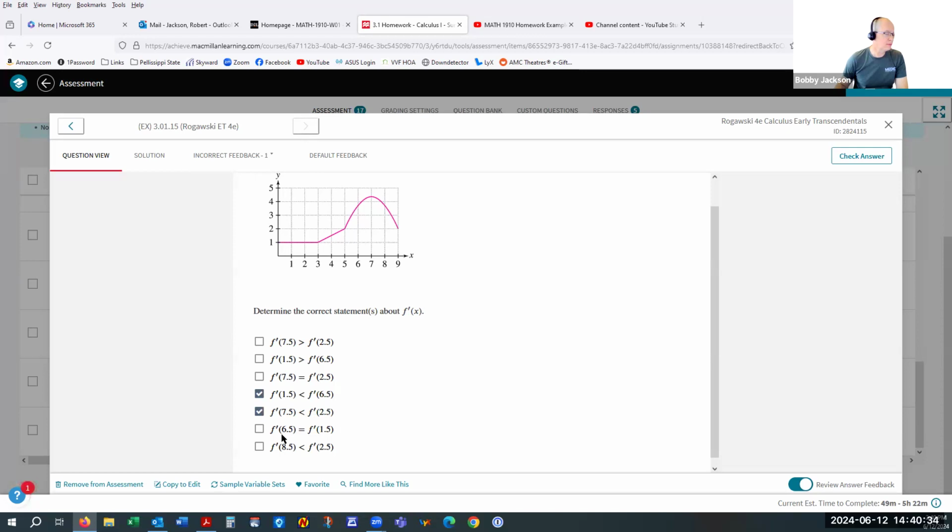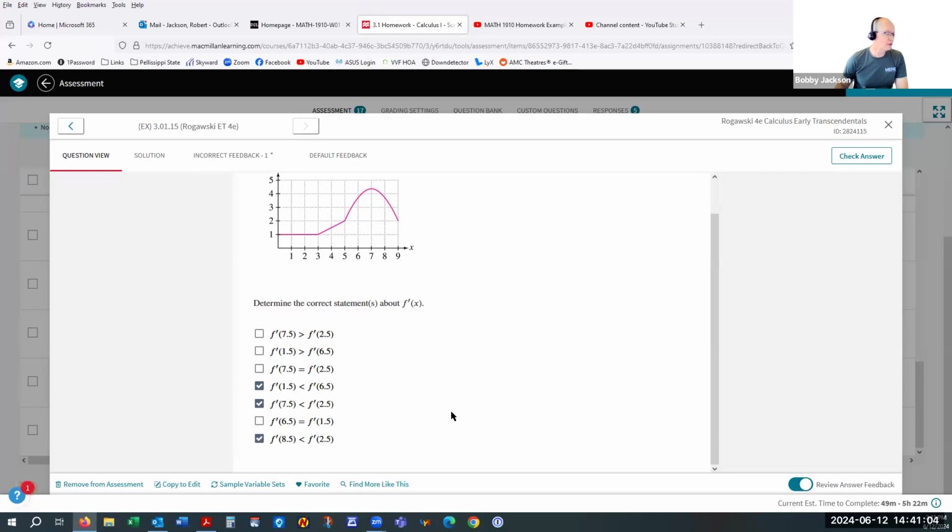Yes, that's always true. f prime of 6.5, that's some positive number, right? The slope is positive there. Again, f prime of 1.5, as we've said before, is 0. Can a positive number be equal to 0? No. I'm not going to check that one. And the last one, f prime of 8.5, that slope is some negative number there. f prime of 2.5, again, is 0. A negative number is always less than 0. Yes, we're going to check that. So those are the three choices that are correct statements.